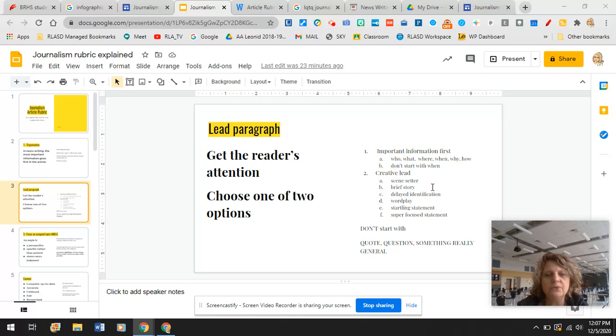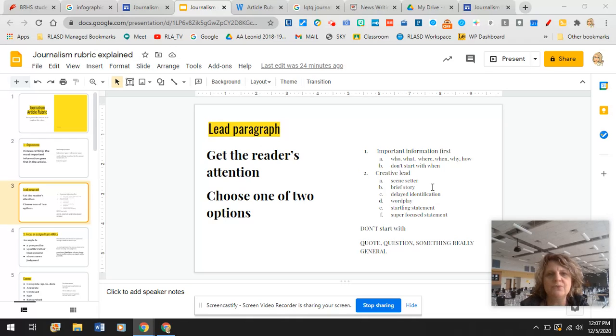Another is to do a delayed identification. So you say, a man was run over by a car on Thursday outside of the train station. And then after that, you say his name. Joe Smith of Manheim Township was run over by a car. So you delay identifying who that was.